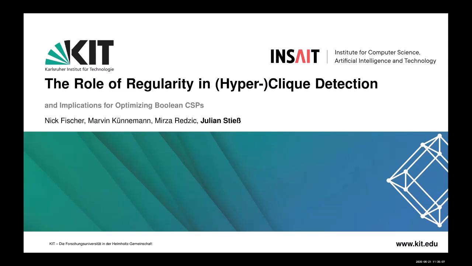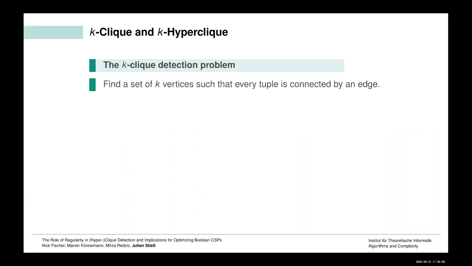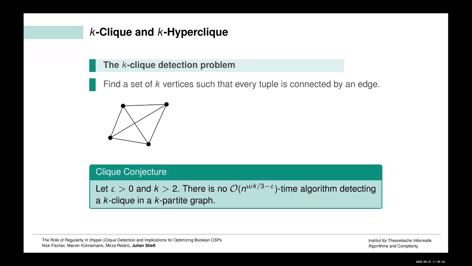All right, so to start off, let's first remember the K-clique and the K-hyperclique problem. The K-clique detection problem asks, given a graph, for a set of K vertices such that every tuple is connected by an edge. For example, here would be an easy 4-clique to see. And the general fine-grained conjecture is that we cannot find cliques in time faster than n to the omega k thirds, also for K-pattern graphs.